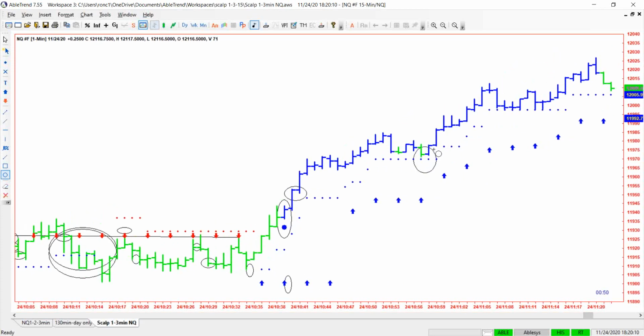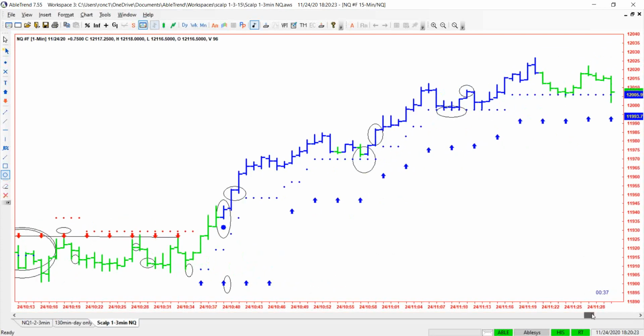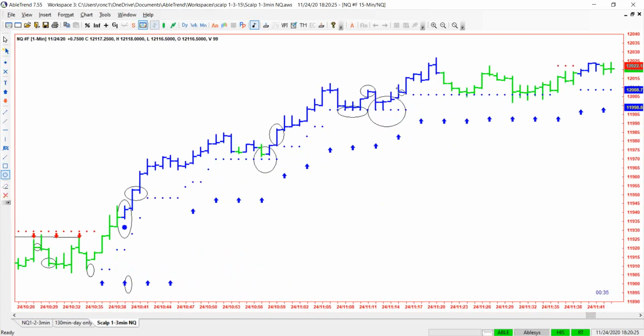Okay, hits the blue dot, closes 2 minutes later. We got $100. Hits the blue dot. Any one of them all hit the blue dot. 1 minute, 2 minutes later, you got your 5 points. Hits the blue dot. 2 minutes later, another $100. Okay, we got 8 winners, 1 loser. We're plus 700 so far.